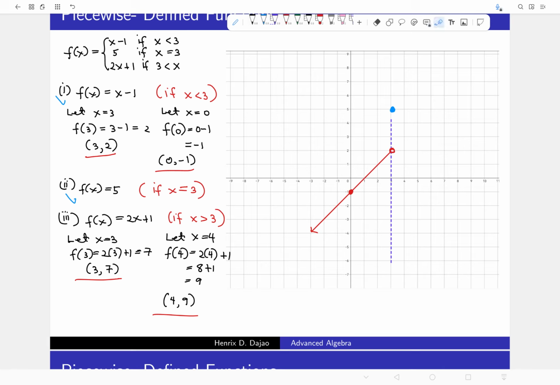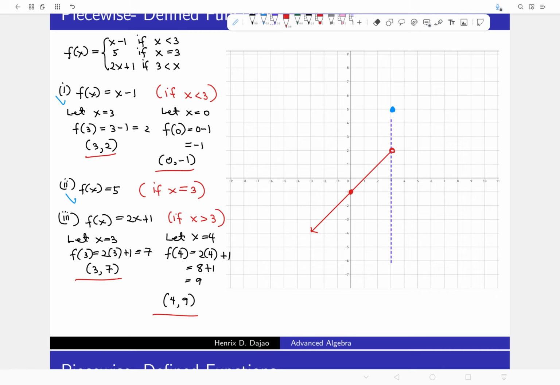Or let's plot. (3, 7) is located here. (3, 7). But we will not use a solid line, because 3, remember, is not included as a possible value of x, since this is not equal to. So again, we will use a broken or a hollow circle. And then (4, 9) is here. So we will connect those points and then you'll have a line.